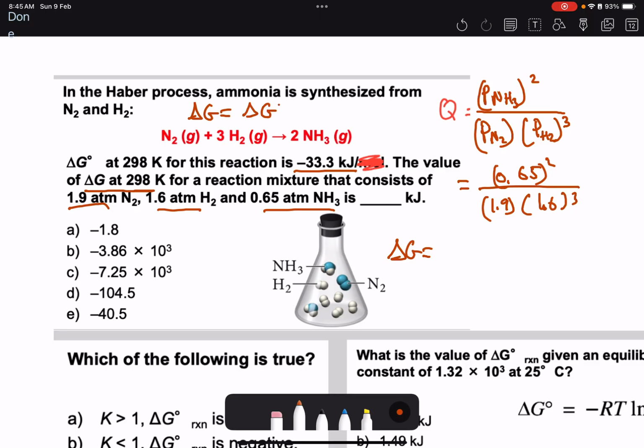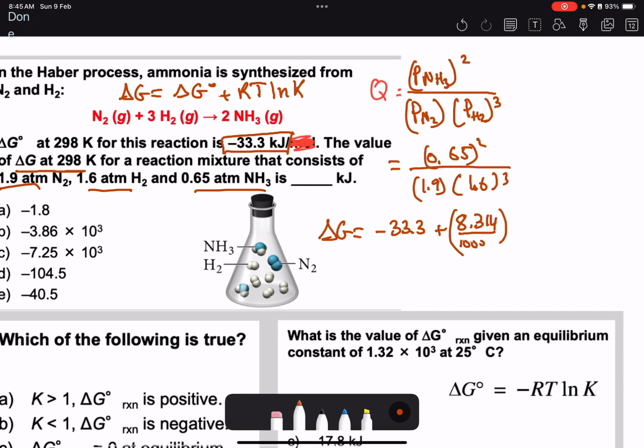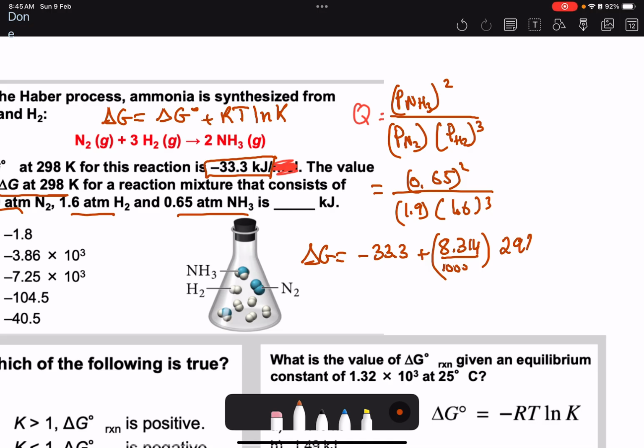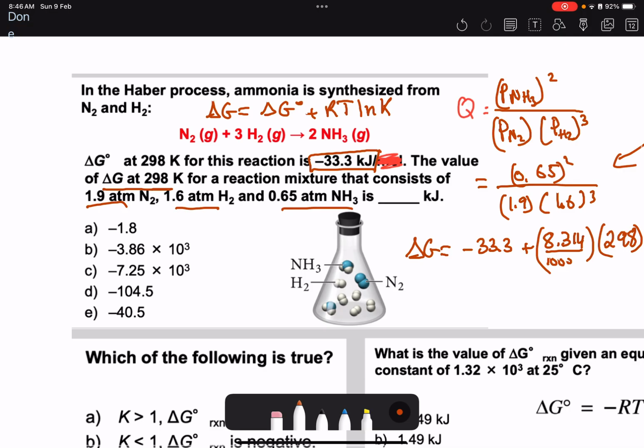delta G non-standard is equal to the delta G standard plus, so the delta G standard is given over here, negative 33.3 plus R. As I mentioned, I need to divide it by 1000, multiplied by the temperature, that is 298 Kelvin, multiplied by ln Q, and ln Q is this value. So 0.65 squared divided by... so it is 0.054. Anyway, when we plug this into the calculator, we're gonna get the choice.